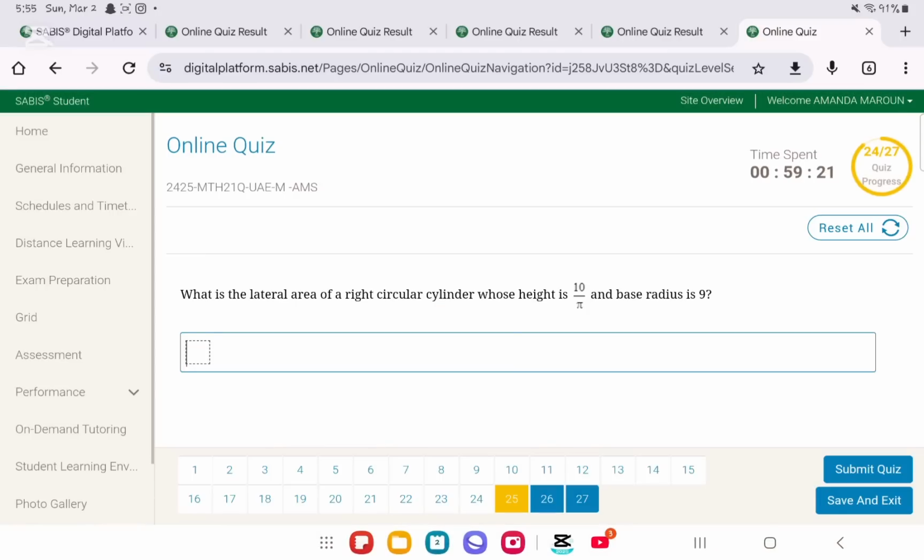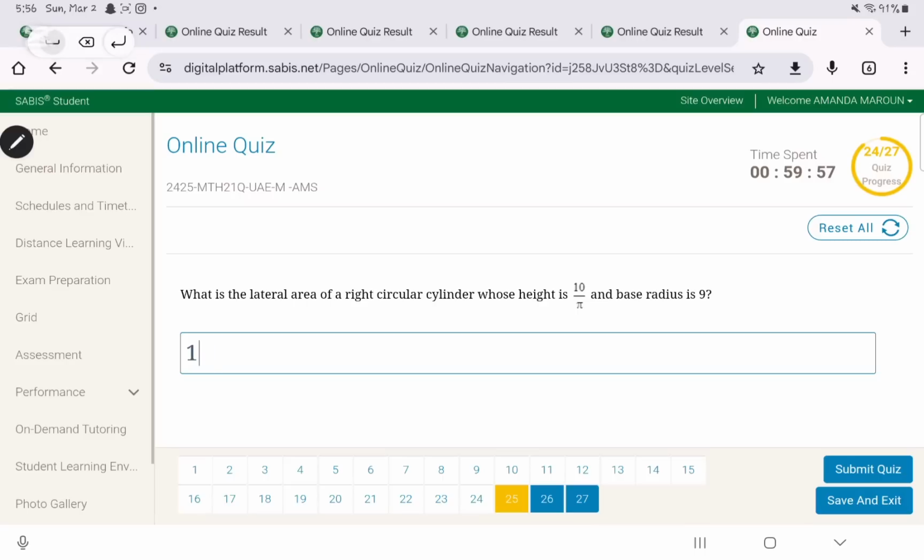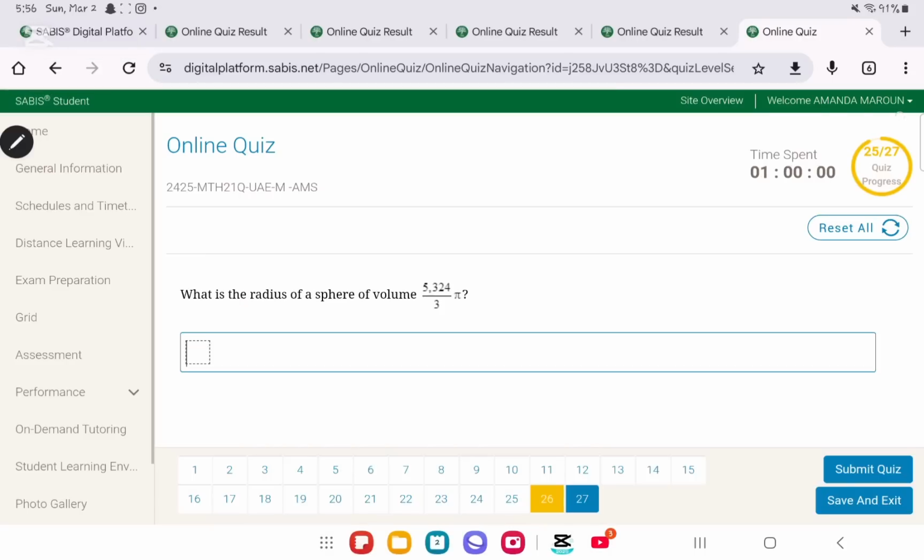We move on to question number 25. What is the lateral area of a right circular cylinder whose height is 10 over pi and the base radius is 9? They need the lateral area. You should know that the lateral area of any circular cylinder is 2 pi rh. So 2 pi rh is equal to the lateral area. 2 times pi times the radius, which is 9, times the height, which is 10 over pi. Cancel and cancel. You are going to get then 180. So very simply, the lateral area is 180.